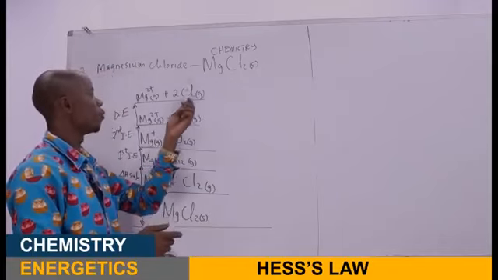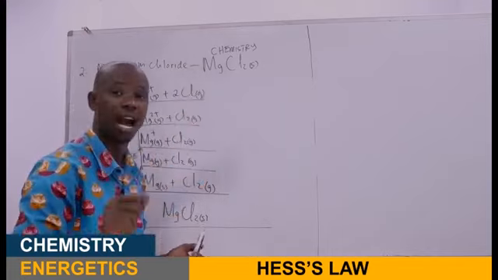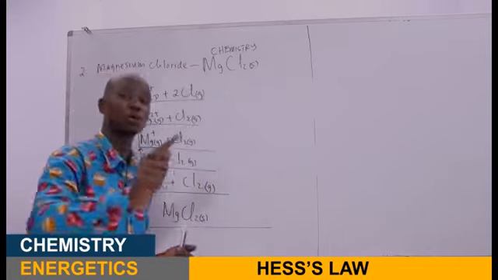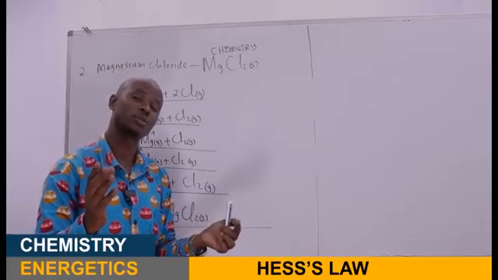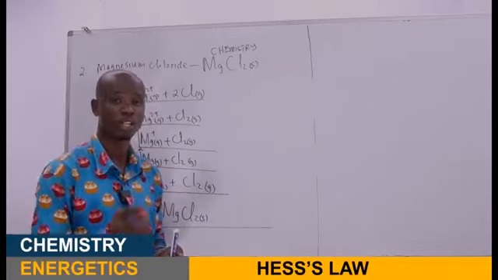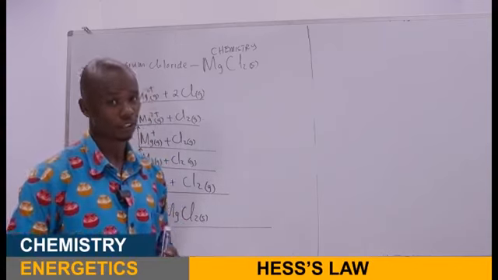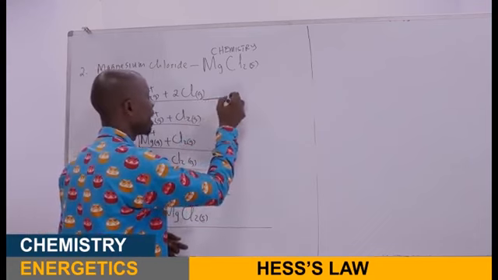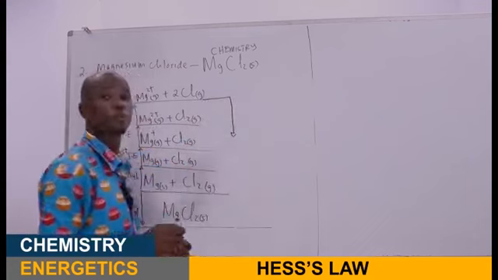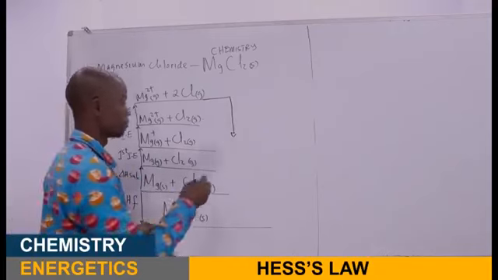Now from there, we have atomized the chlorine atoms. Now we have to form an ion. This chlorine atom, because it is a nonmetal, gains an electron. But how many electrons can be gained by a chlorine atom? It is only 1, for it to acquire the stable noble gas configuration. So gaining 1 electron is purely an exothermic process. That's why the arrow points downward.